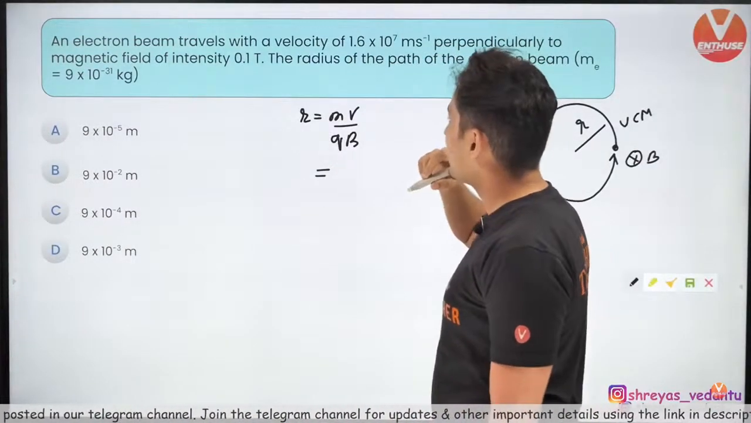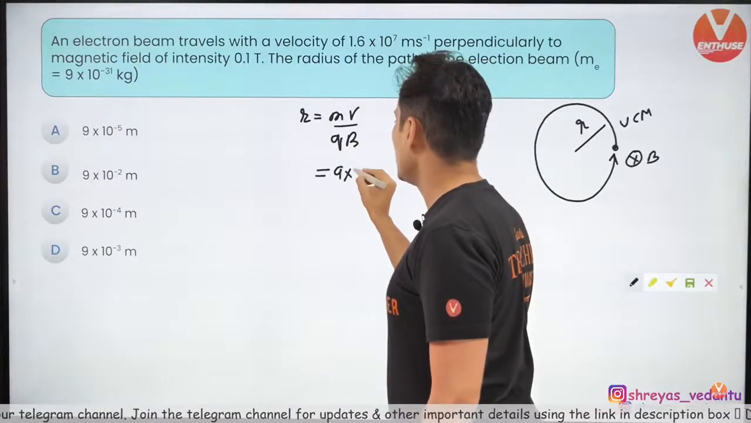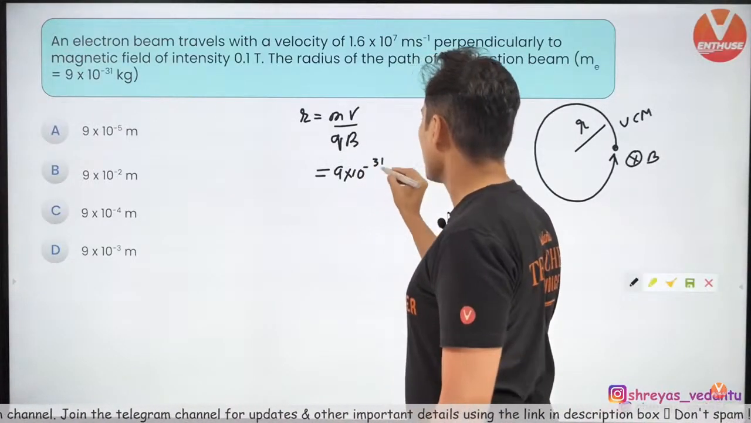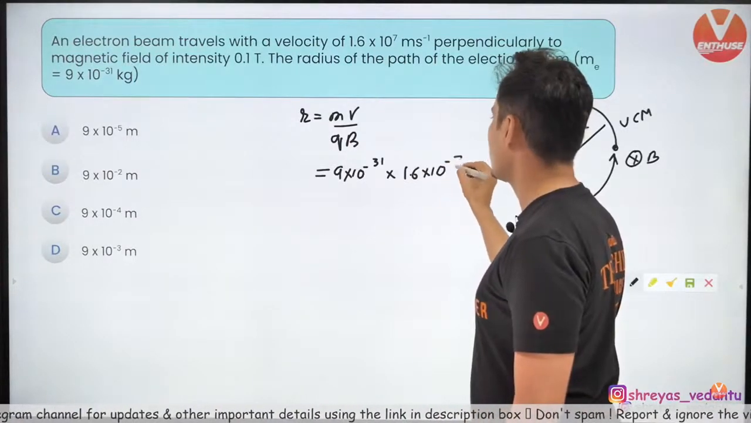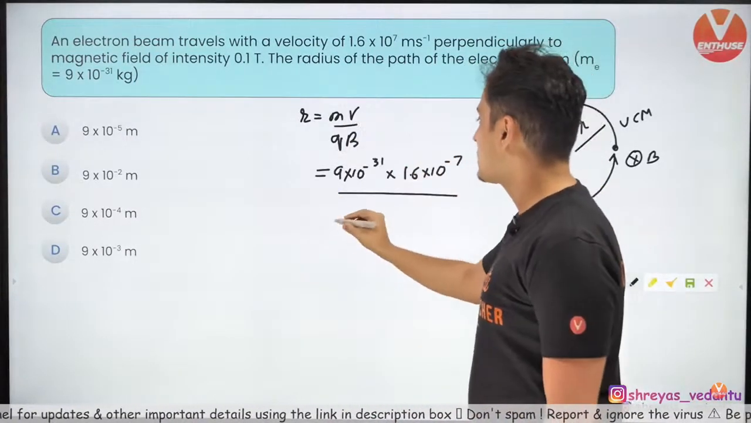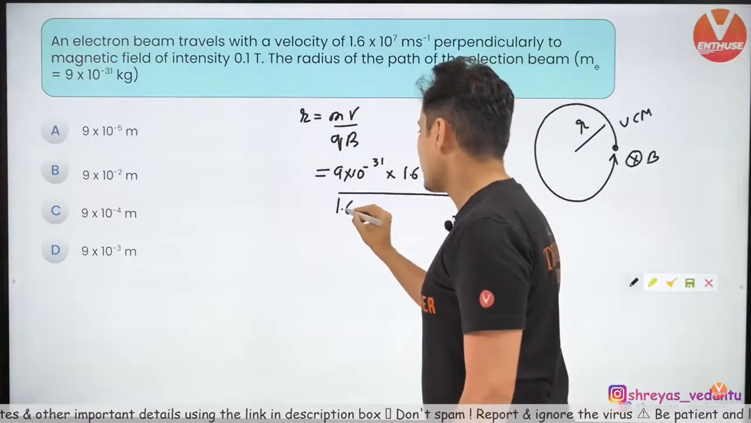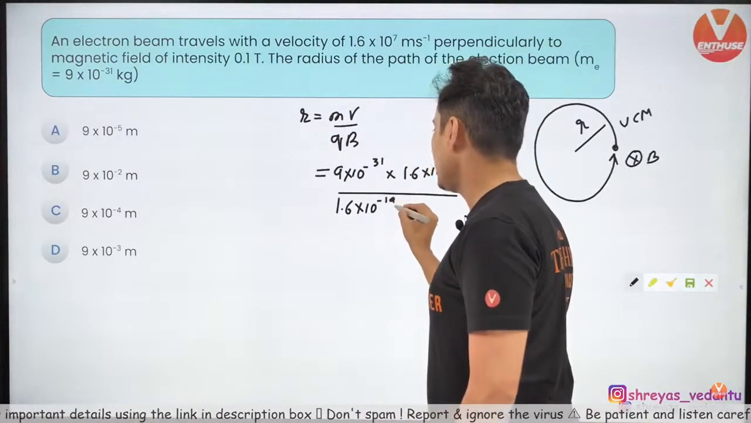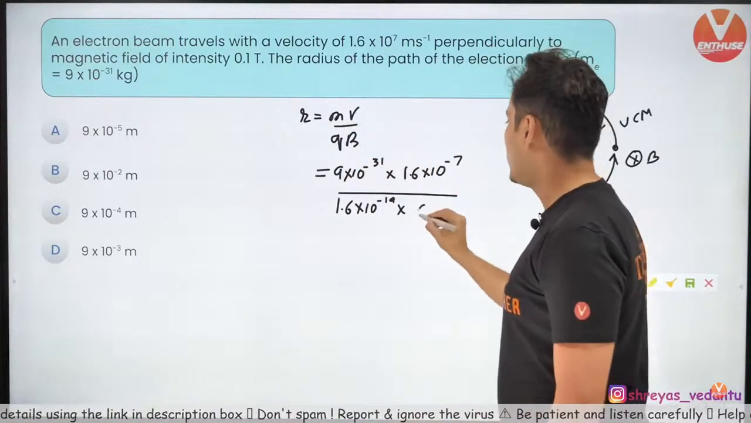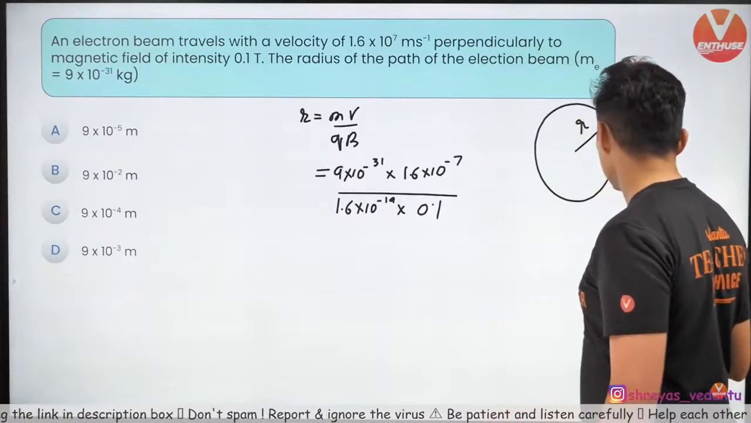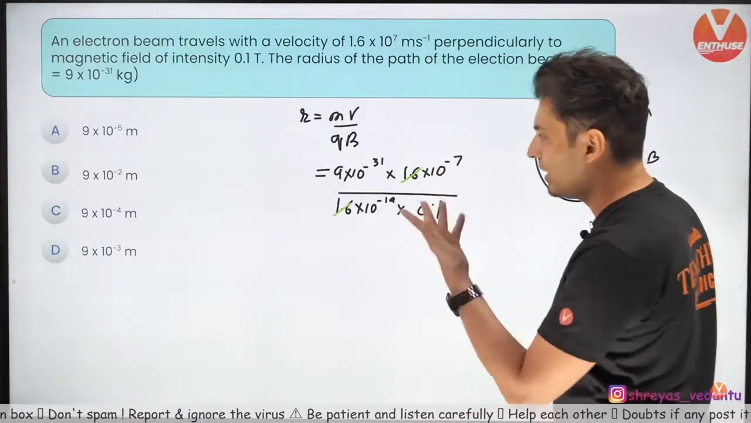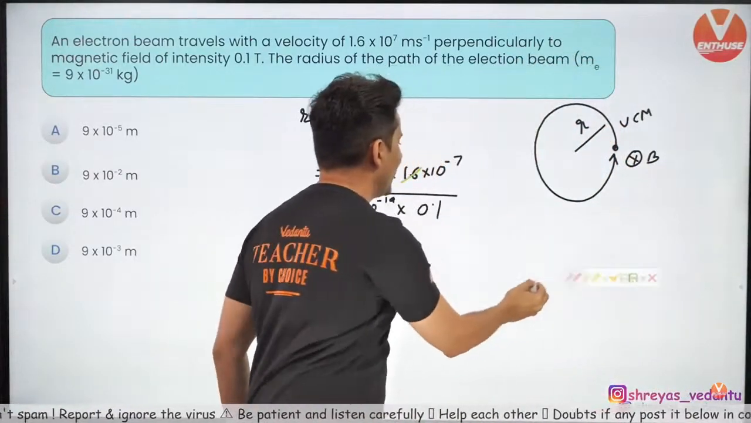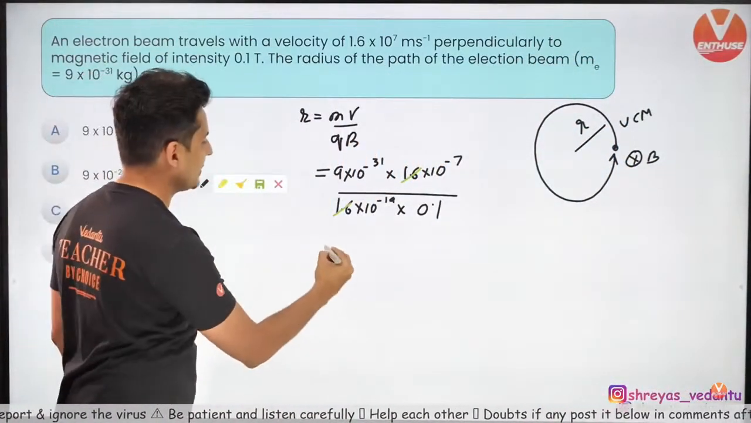Okay, what all do we know? Mass is 9 into 10 to the power minus 31. Velocity is 1.6 into 10 to the power 7. What is the charge? It's an electron, so 1.6 into 10 to the power minus 19. B is 0.1. You can see certain things get cancelled, like 1.6. So it should be 9 into 10 to the power something. 9 is already there, so we just need to figure out the power.